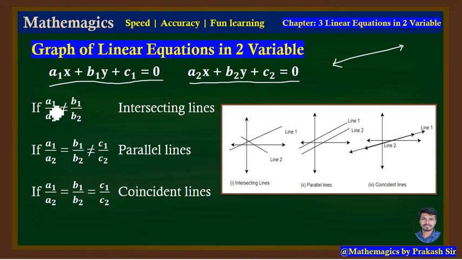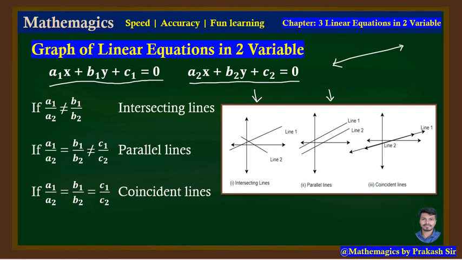If a1 by a2 is not equal to b1 by b2, then we can say that they are intersecting lines, which is shown in the first image. Now if a1 by a2 is equal to b1 by b2 but not equal to c1 by c2, then obviously they are parallel lines, which is shown in the second part. And the third one is when the ratios of all the coefficients and the constants are equal, then they are called coincident lines.